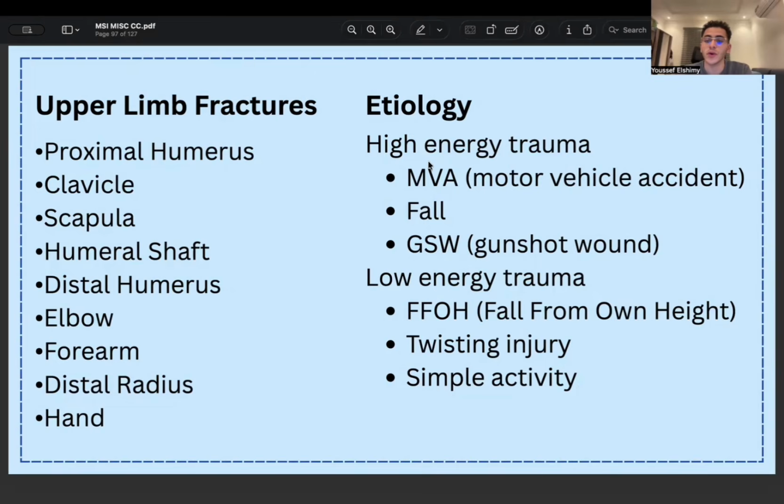High energy trauma could affect the vitals of the patients, making them vitally unstable, or even affect their consciousness. So whenever you suspect that a patient got into a high energy trauma, you have to make sure first that the vitals are stable and you have to check his consciousness. Then we assess what fractures occurred in the upper limb, right?